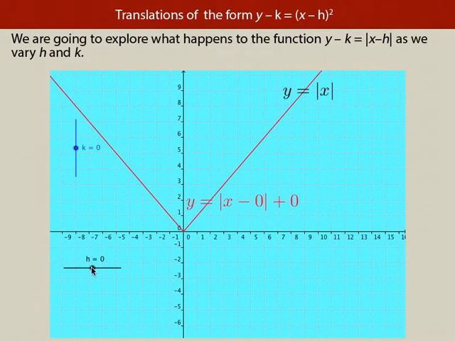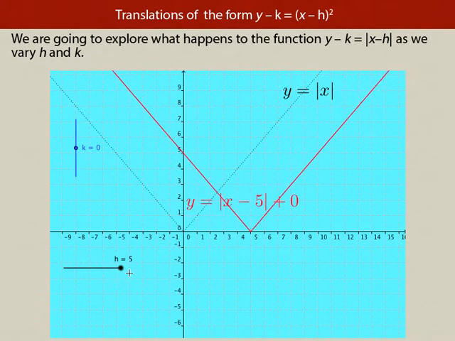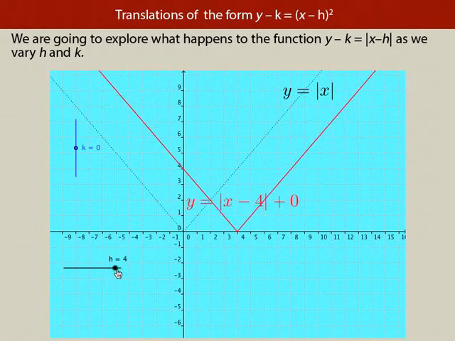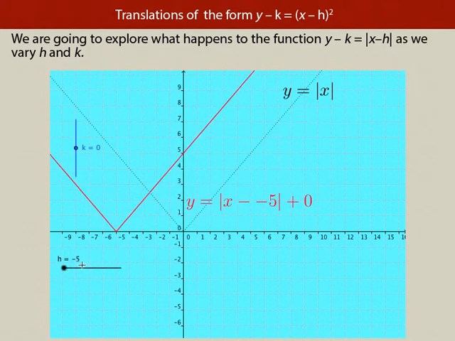And now we'll vary h. H is 0. And so here h is 5. And you can see x minus 5 has moved 5 to the right, right here. And how about x plus 5? There it is. X plus 5 has moved 5 to the left here.